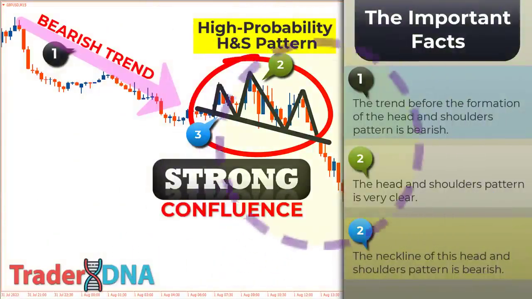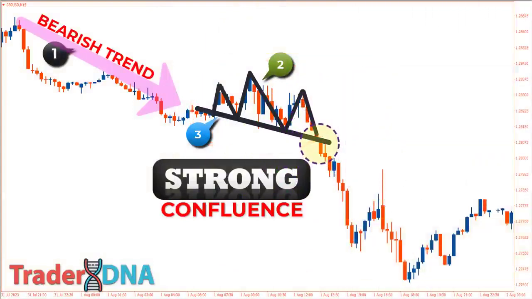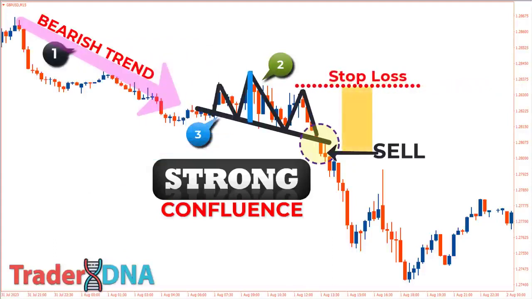If the price successfully drops and closes below the neckline area, it's a sign that the bearish trend is back on track. What a trader should do is open a sell position on the next candle, with a stop loss placed at the nearest swing high. The minimum target is the distance between the head and the neckline.